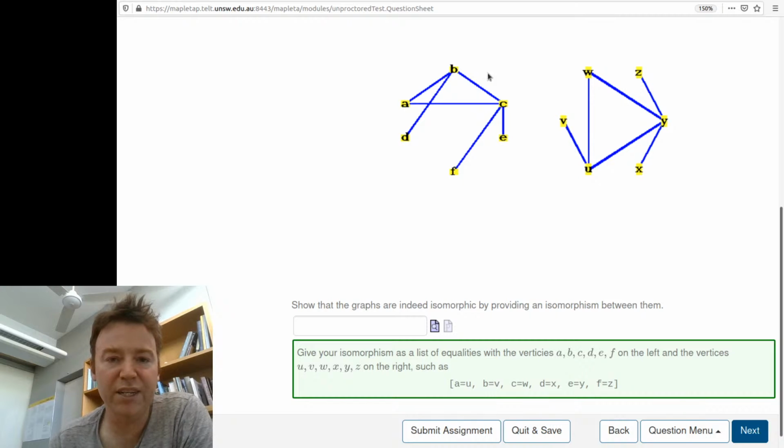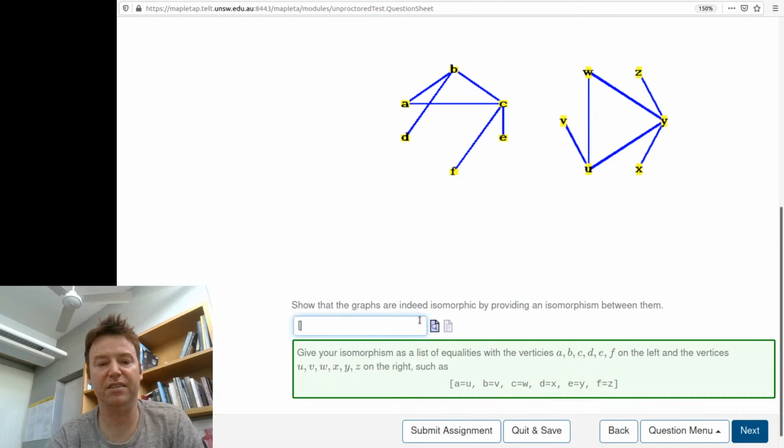Well, let's see. There's one vertex of degree 3 here, so I know those are going to be the same. So B is the same as U. No, wait. B is the same as C. C is the same as U, the two vertices of degree 3. No, C's got degree 4. Ugh. I need to eat. B is the same as U. There are only two vertices of degree 3, the two neighbors of the vertex of degree 4.